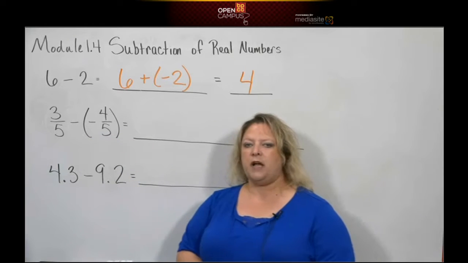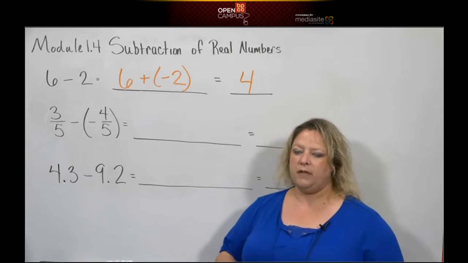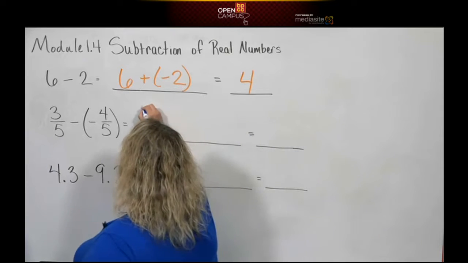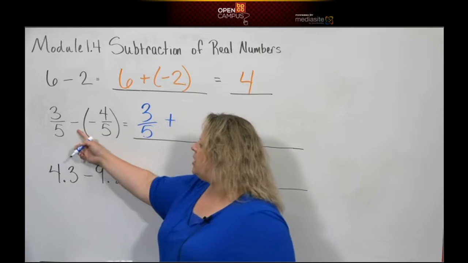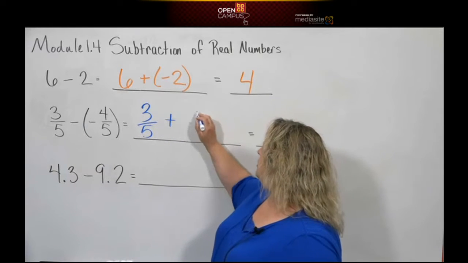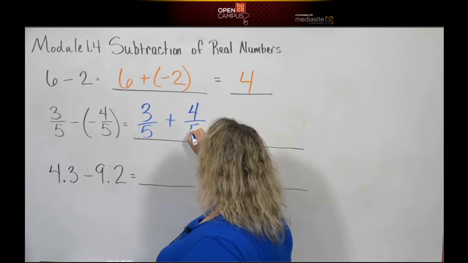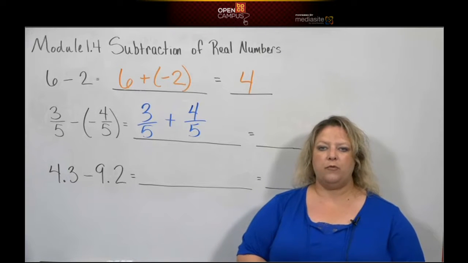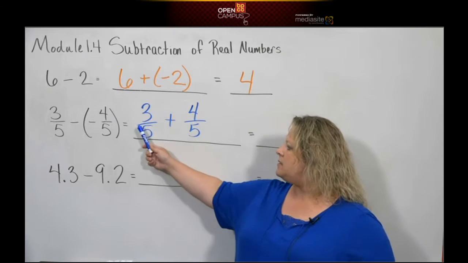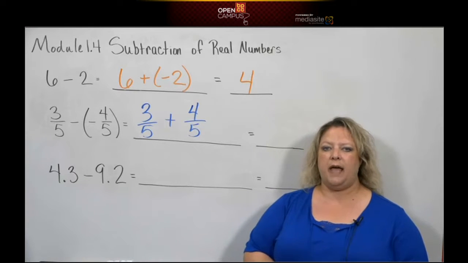When it comes to the fractions, it's the same thing. So we want to make sure that we rewrite everything first. So we have 3/5. We're going to change subtraction to addition, and we're going to change our negative 4/5 to the opposite, the inverse, which is a positive 4/5. And now we're going to follow the rule. The rule says that you have 2 numbers with positive signs, so you just add.